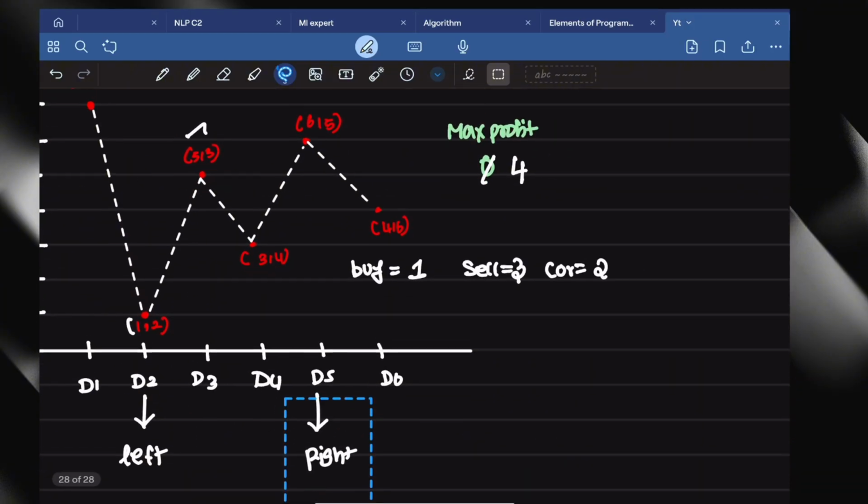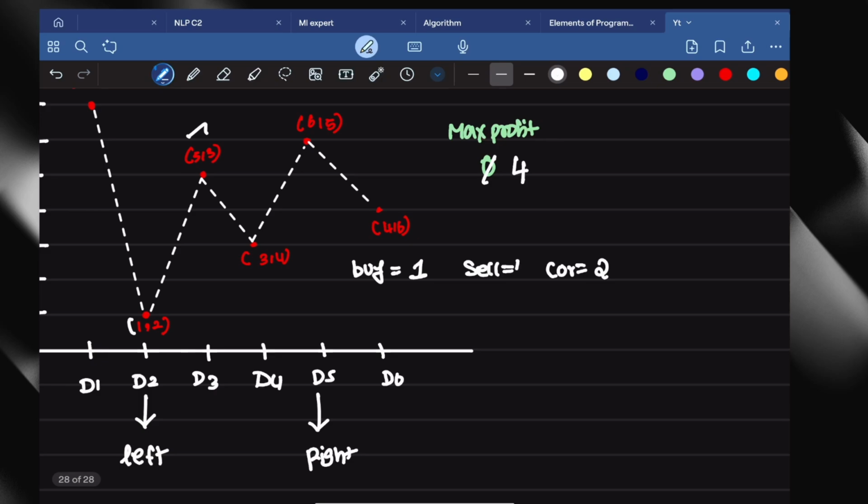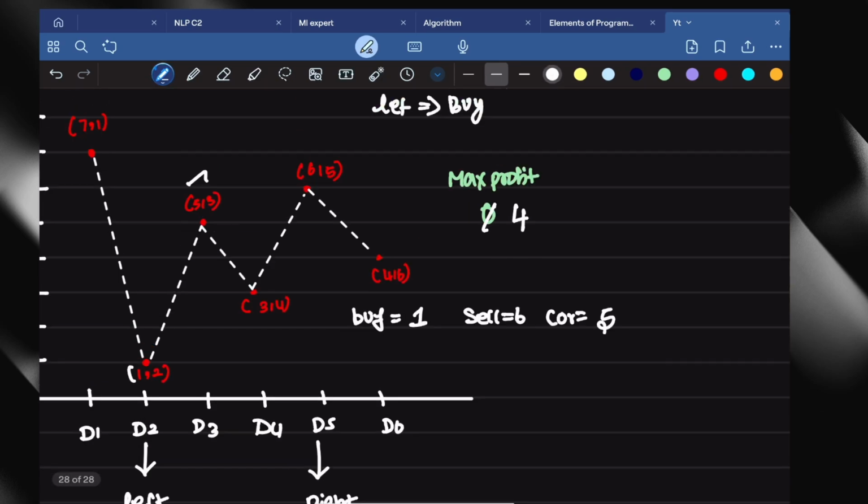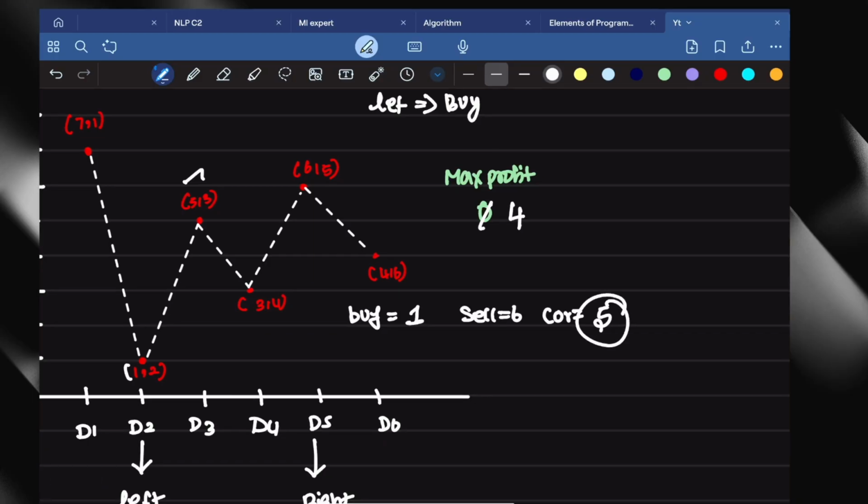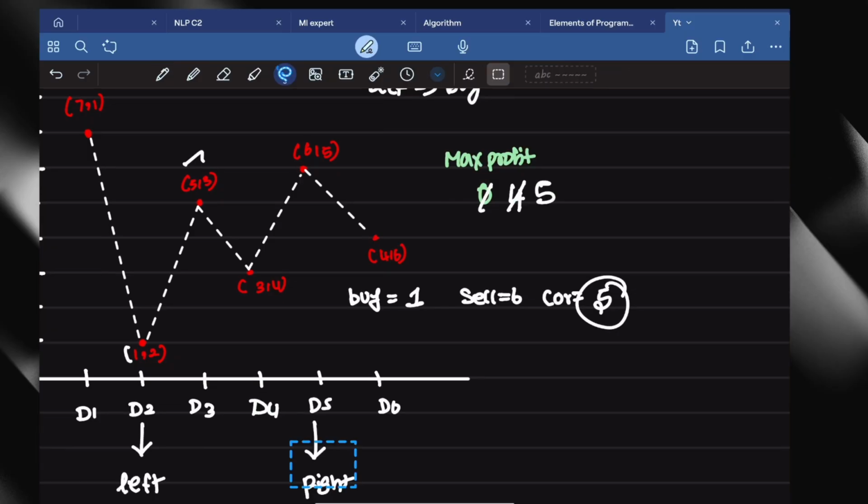At day 5, what is the selling cost? Selling cost is going to be 6 rupees and the maximum profit is 5 rupees. So do you want me to update the max profit? Yeah, because the maximum so far is 4 and right now we just got 5 rupees. So just update the current profit. Now we have to move the right pointer.